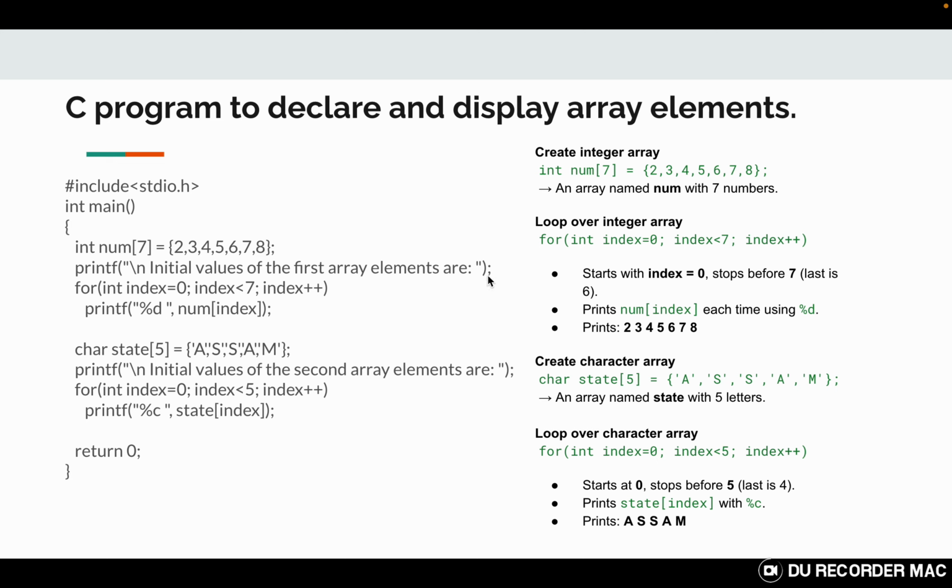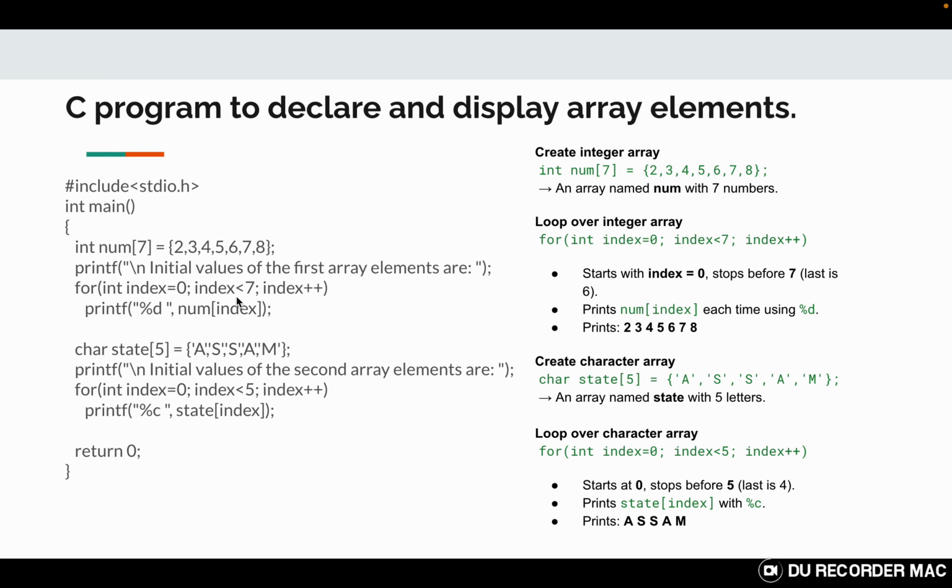Initial values of the first elements are. So in the next line, this will get printed in your terminal, right? Wherever there is a printf statement, it will print that part. Now it starts with index equal to 0. Index is one variable that we have taken, and the condition is index less than 7, and index plus plus, which means it will go through index 0, 1, 2, 3 till the condition becomes false. That means it will run from 0 to 6.